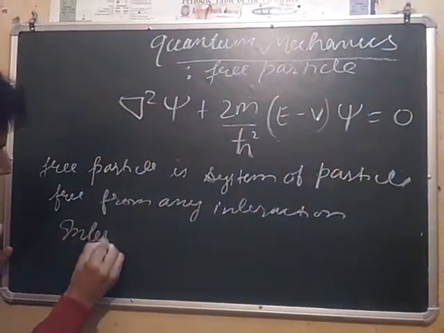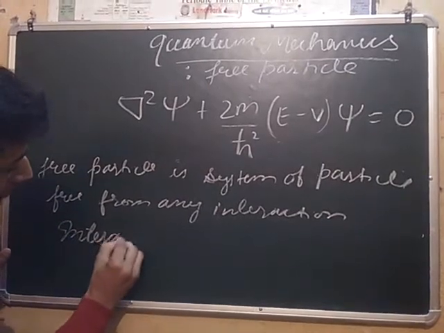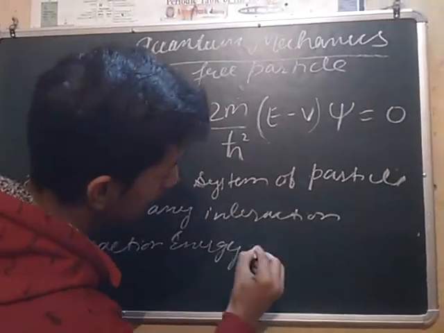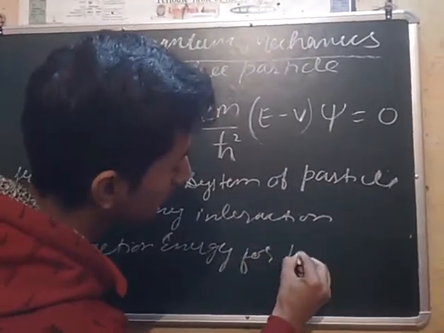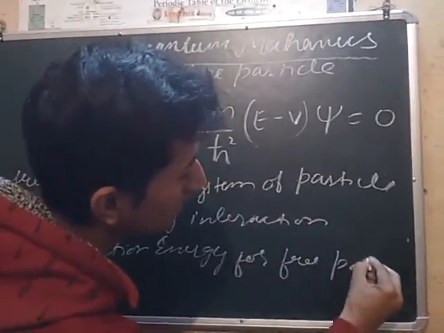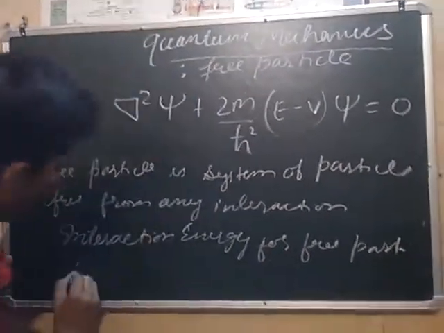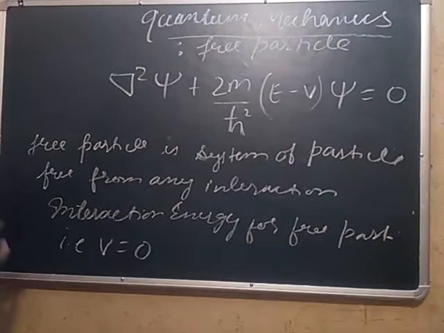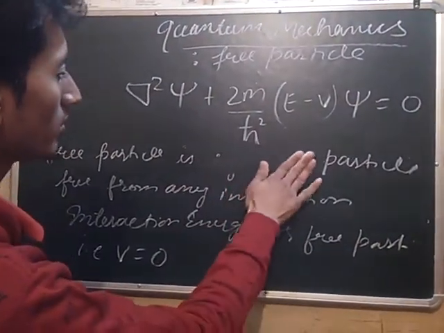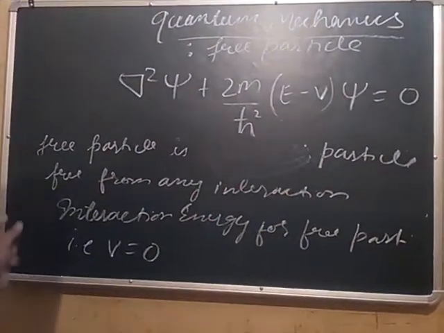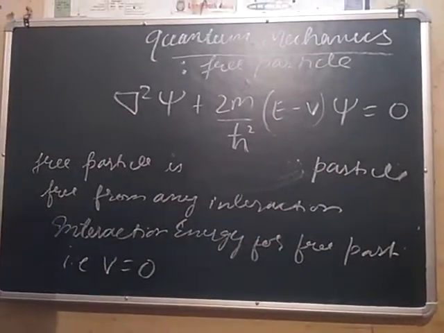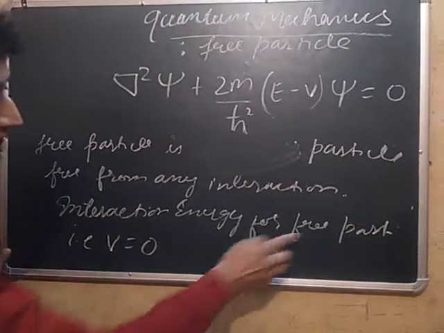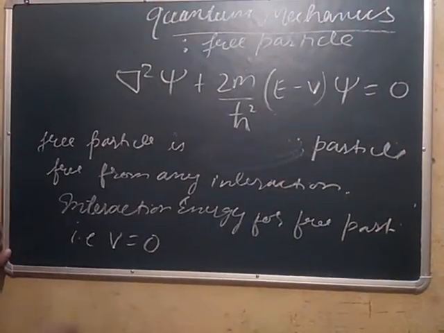Interaction energy for a free particle, that is V is equal to 0, or let's call it, free particle is a particle free from any interaction. Interaction energy of free particle, that is V is equal to 0.